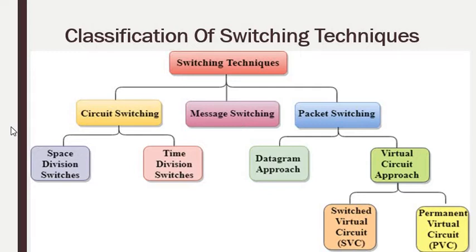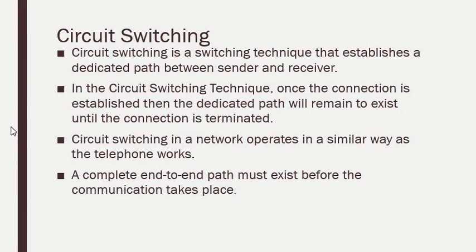In this lecture, we are only going to see three basic types of switching, that is circuit switching, message switching and packet switching. Let's start with the first switching technique, circuit switching. Circuit switching is a switching technique that establishes a dedicated path between sender and receiver. In circuit switching, once the connection is established, the dedicated path will continue to exist until the connection is terminated. It means the connection remains in existence until the user terminates it.